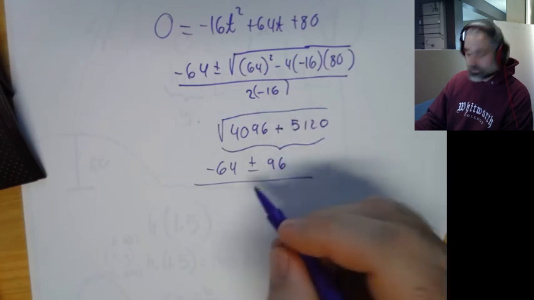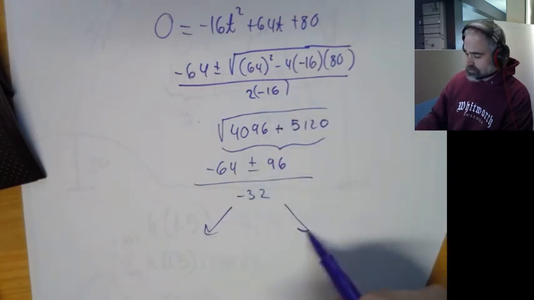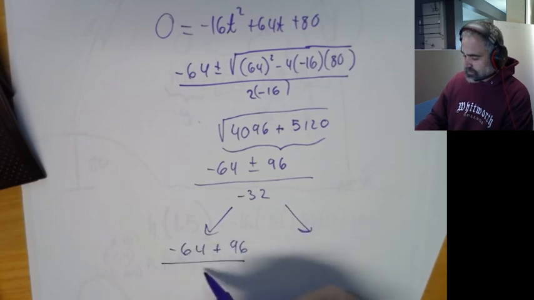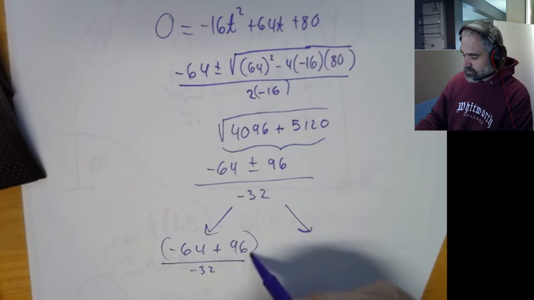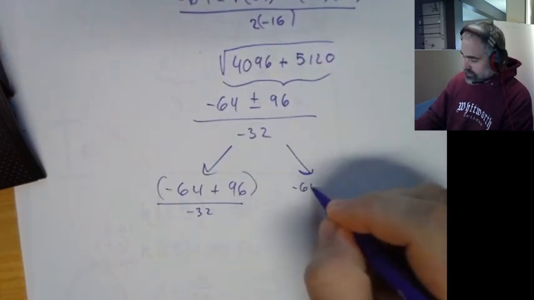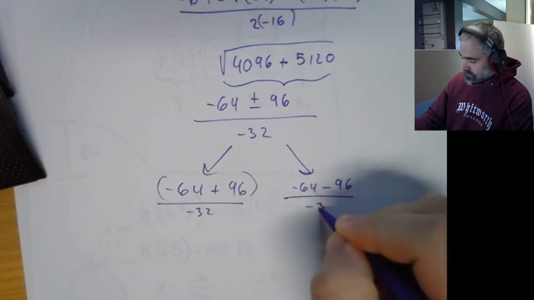2 times negative 16 is negative 32. And we're just going to do two problems here. We're going to do negative 64 plus 96 divided by negative 32. Remember, that's in parentheses. And we're going to do negative 64 minus 96 all over negative 32.